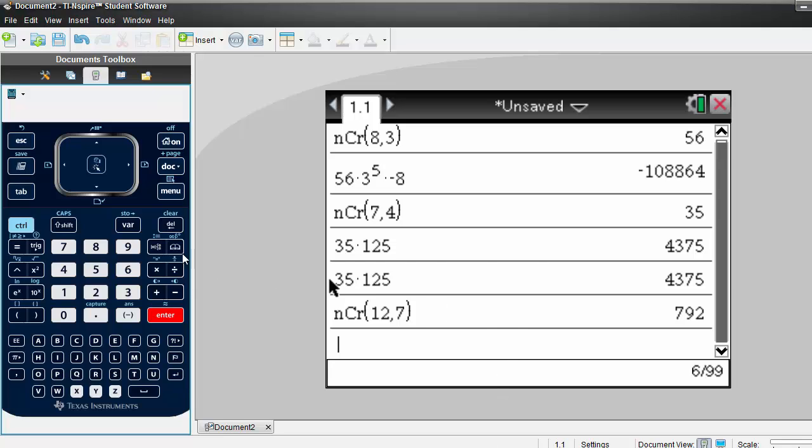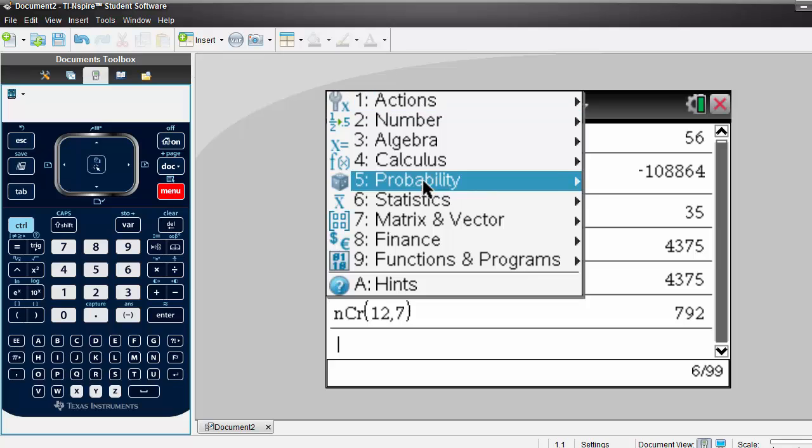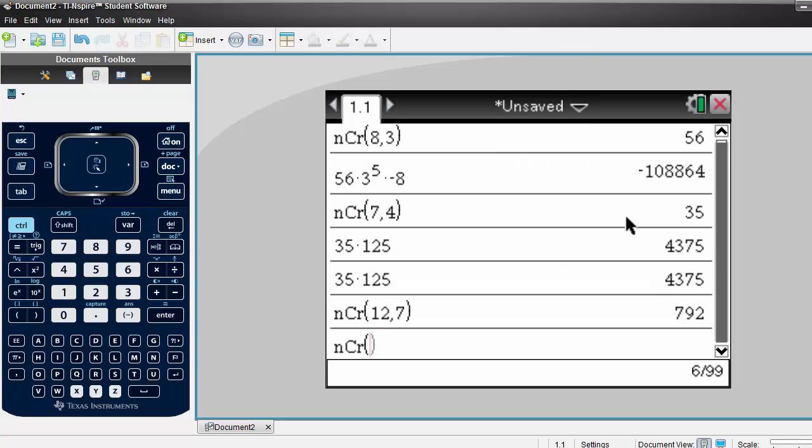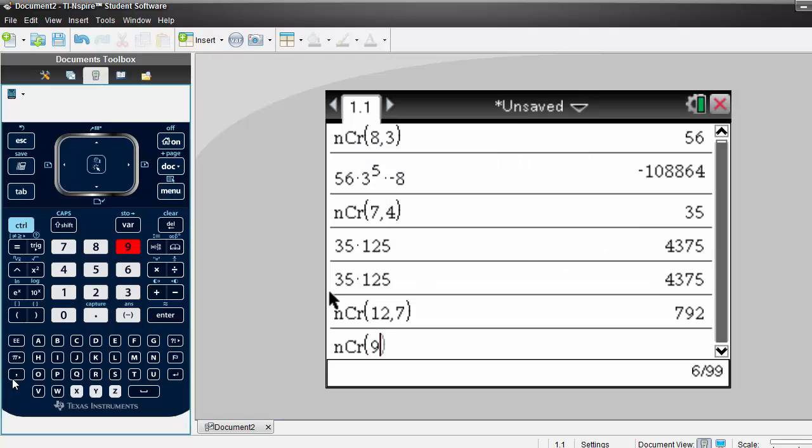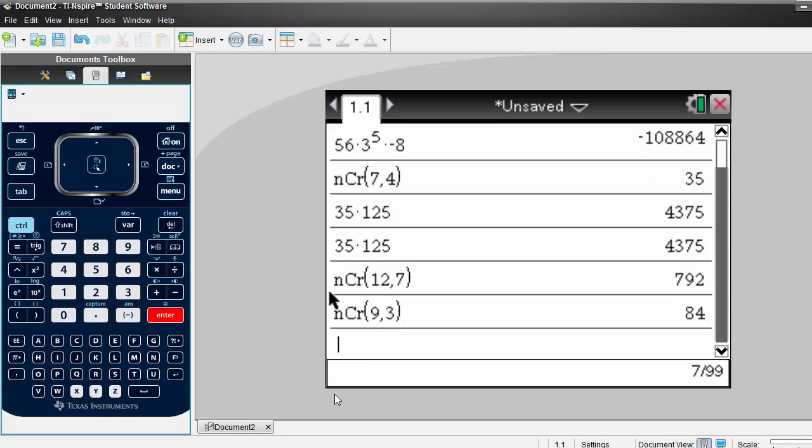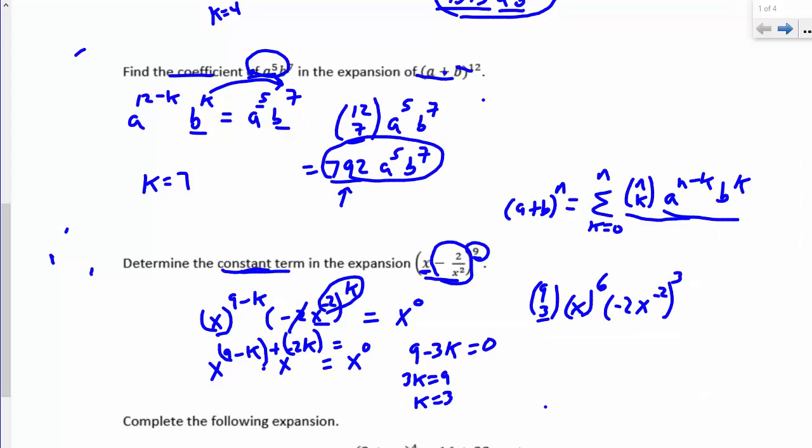Okay, so I'm going to look back at my calculator. I'm going to go to menu, probability, combination, 9, 3. This will tell you that value very quickly, which is now known to be 84. Okay, so let's go back to this. This is 84. That's what this part is right here.